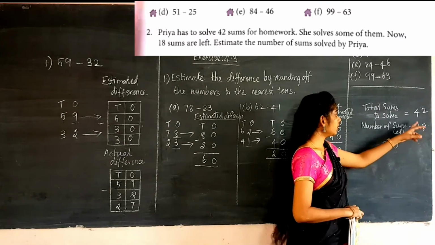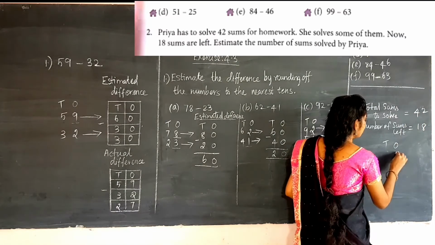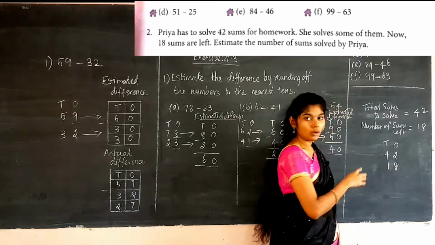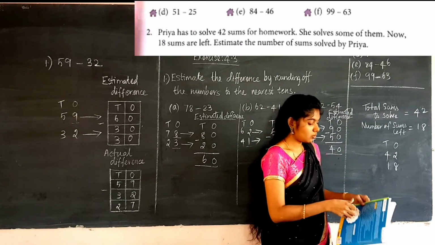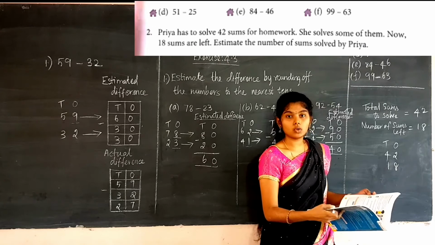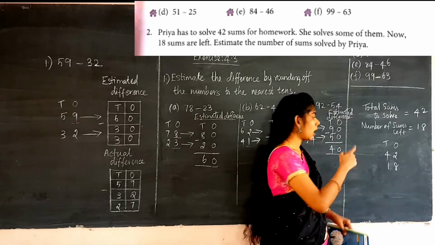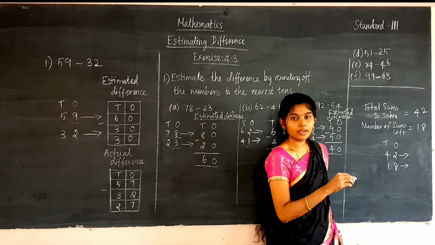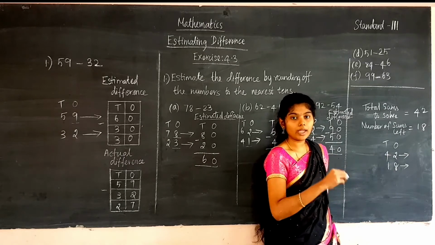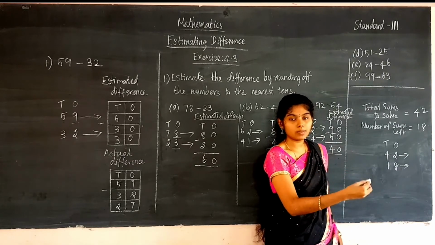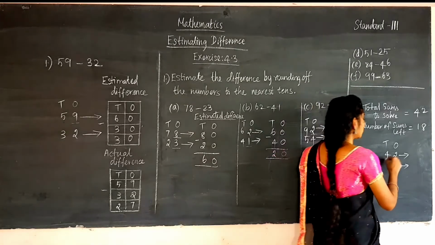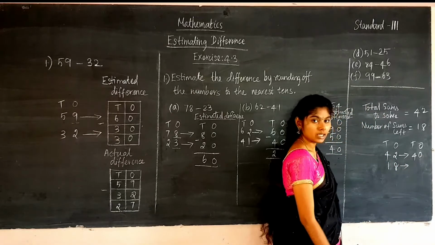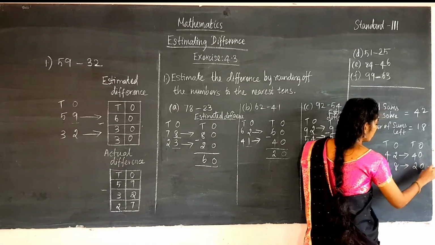Now we fill the numbers in the places: 2 in the ones place and 4 in the tens, and here 8 in the ones and 1 in the tens. Now you are going to round off the numbers. Why? In the question they asked to estimate the number of sums solved by Priya, so we have to round off each of the numbers. To round off, we check the ones place number. If it is less than 5, write 0 in the ones place. If it is 5 or more, write 0 in the ones place and add 1 in the tens place. So the first number 42 will be 40 and the next number 18 will be 20.